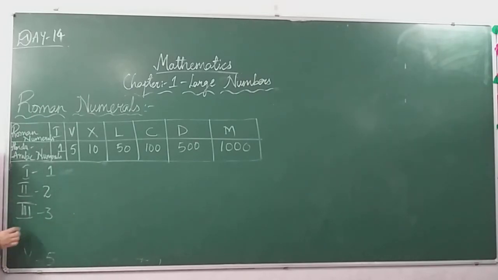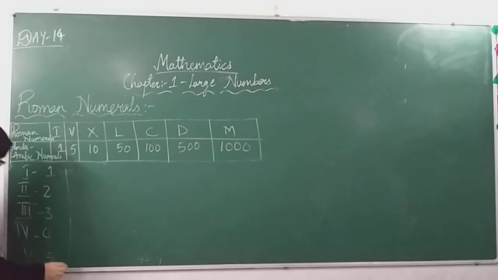Okay, so for 4, I am writing V, and V means 5. I am writing I before that, which means I am subtracting 5 minus 1, that is 4. Now tell me how we can write 6. Wait, I'll show you.